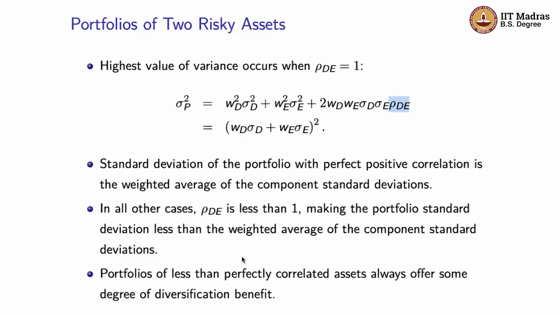So that is basically the rationale for stating that portfolios of less than perfectly correlated assets always offer some degree of diversification benefit, in the sense that by combining the two assets, you can end up getting a standard deviation which is less than the weighted average of the standard deviations of these two assets.